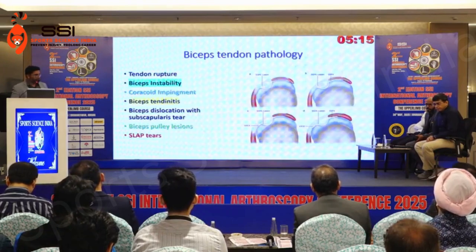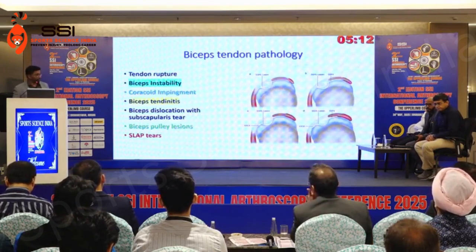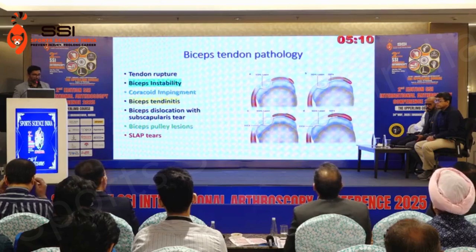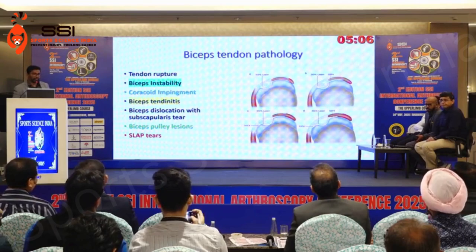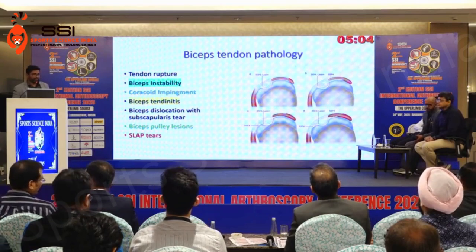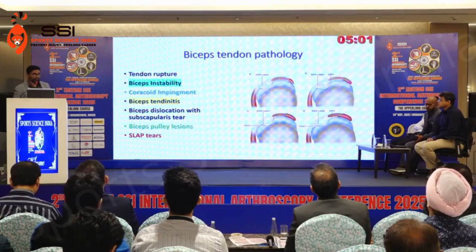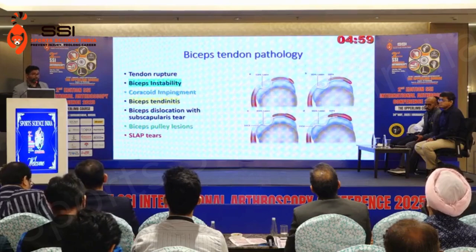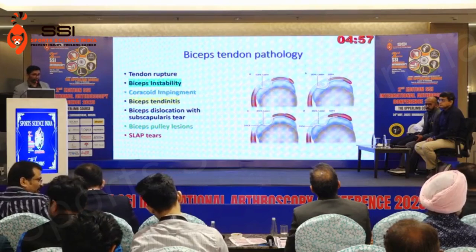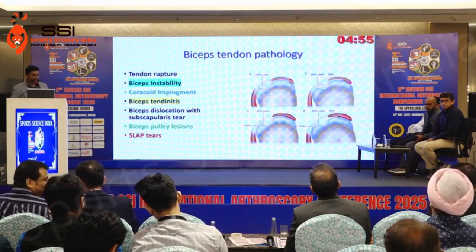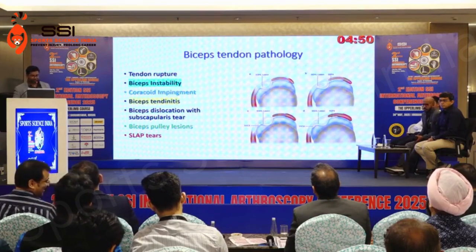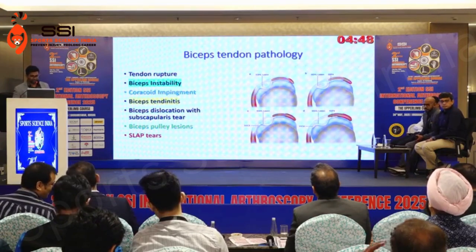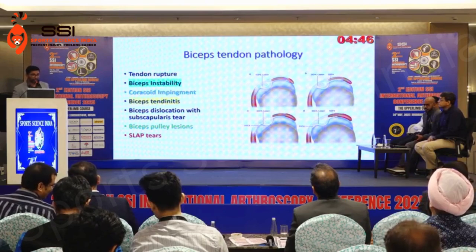So all these can lead to tendon rupture, biceps instability, biceps tendinitis, and biceps pathology can also be seen concomitantly when there is a subscapularis tear. We all know that the upper half of the subscapularis contributes to biceps stability. So whenever there is a tear, that also causes biceps dysfunction. And also we need to address biceps tendon pathology concomitantly whenever there is a SLAP tear. So these are all the areas where we have to address the biceps tendon.